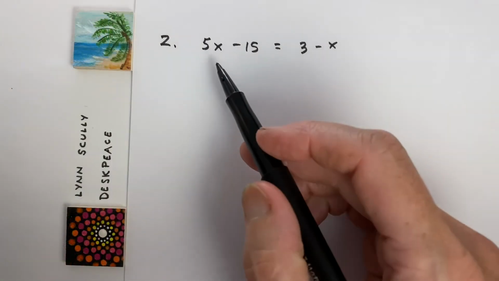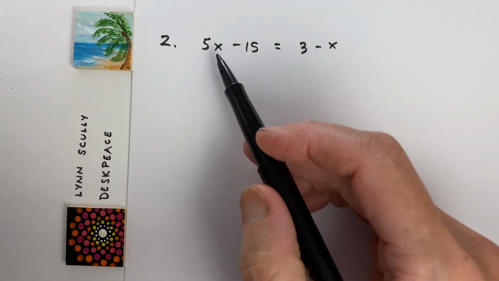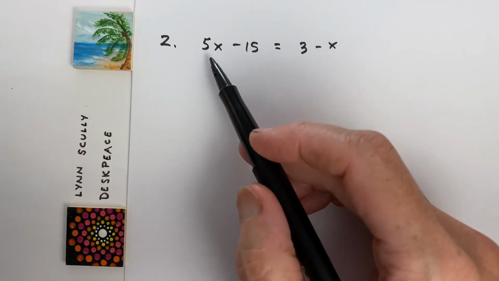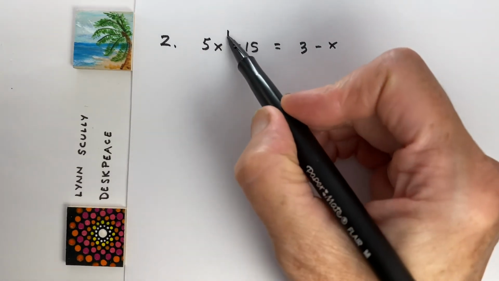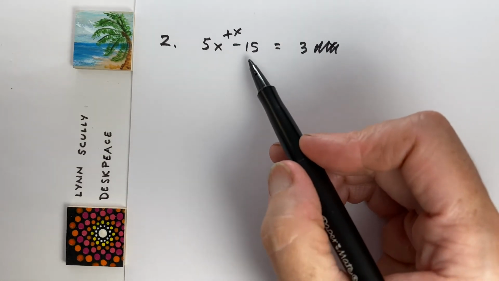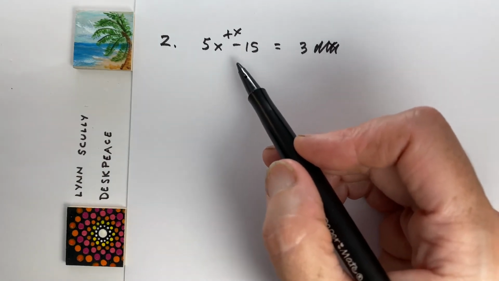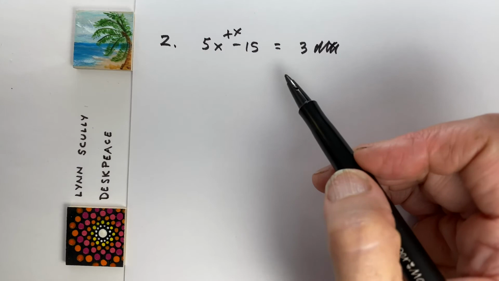Number 2, 5x minus 15 equals 3 minus x. I see that there's more x's over here and it's positive, so I'll take this minus x and add it to this side of the equal sign. Now, I don't want this minus 15 here. This 15 doesn't have an x with it, and I want everything that doesn't have an x on the other side of the equal sign.